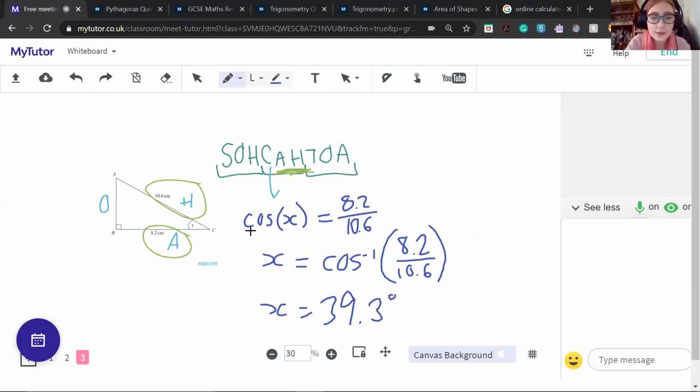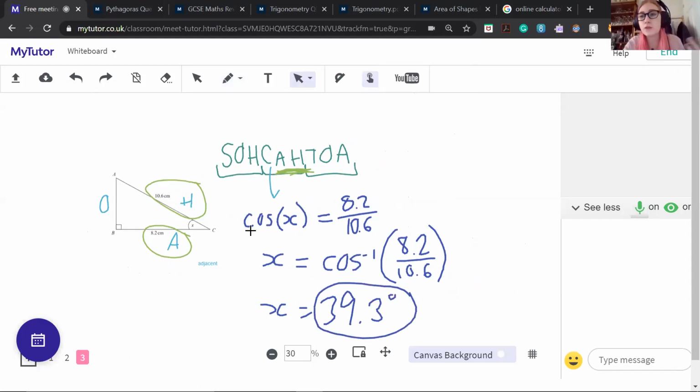39.3 degrees. And again, you can just look at the diagram, and even though it's not drawn to scale, you can tell it makes sense because of just kind of looking at it. You know it's not going to be anything bigger than 90 because otherwise it wouldn't be a triangle. So you know it makes sense. Okay, perfect.